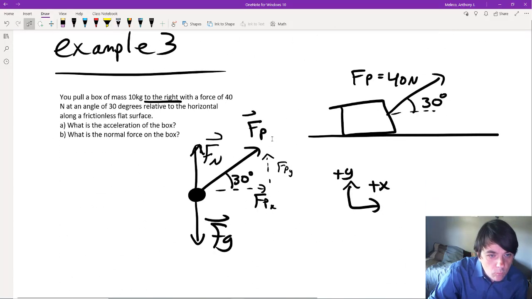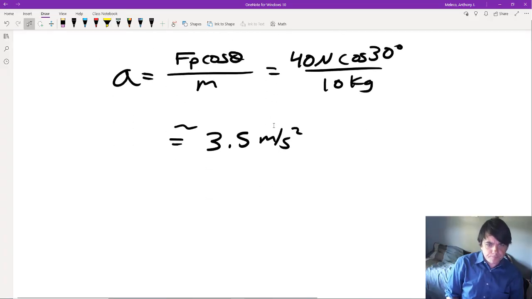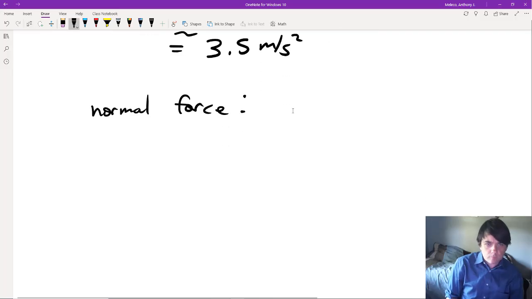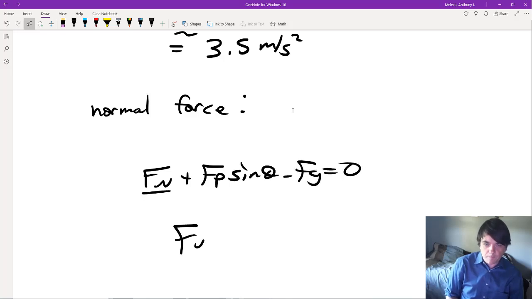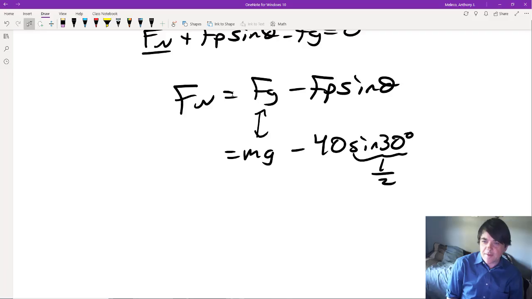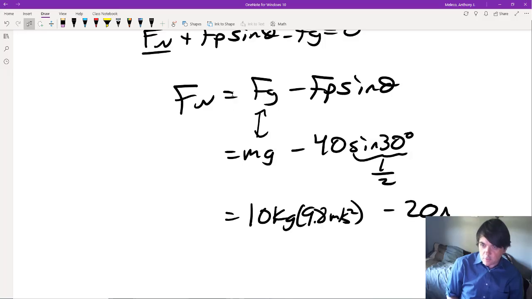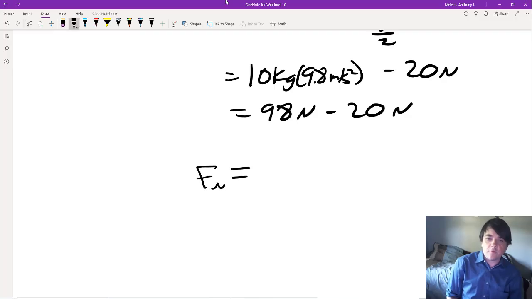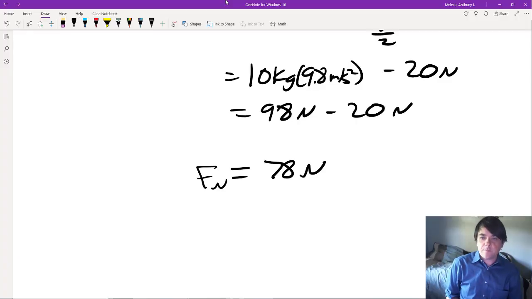Okay. We need the normal force next. So the normal force is, let's rewrite that equation. Fn plus Fp sine theta minus Fg equals 0. We need to solve for this guy. So we get mg minus 40 sine 30 degrees. This is 1/2. So it's going to be 10 times 9.8 minus 20, 98 newtons minus 20 newtons is 78. So Fn equals 78 newtons. Okay.